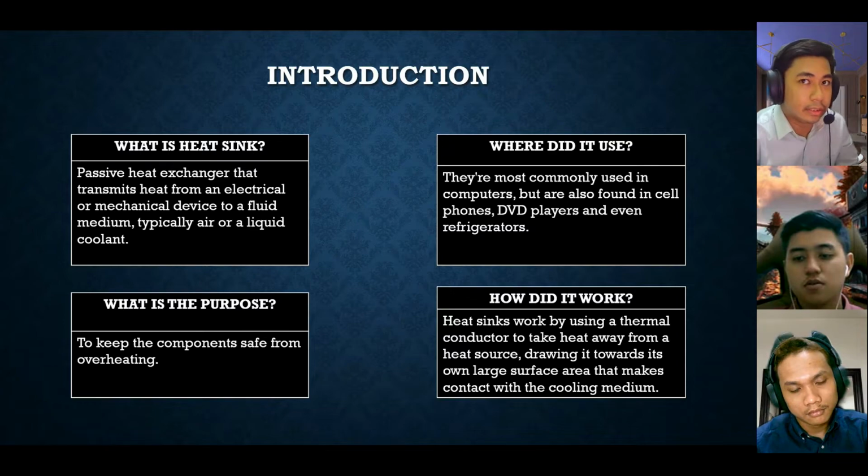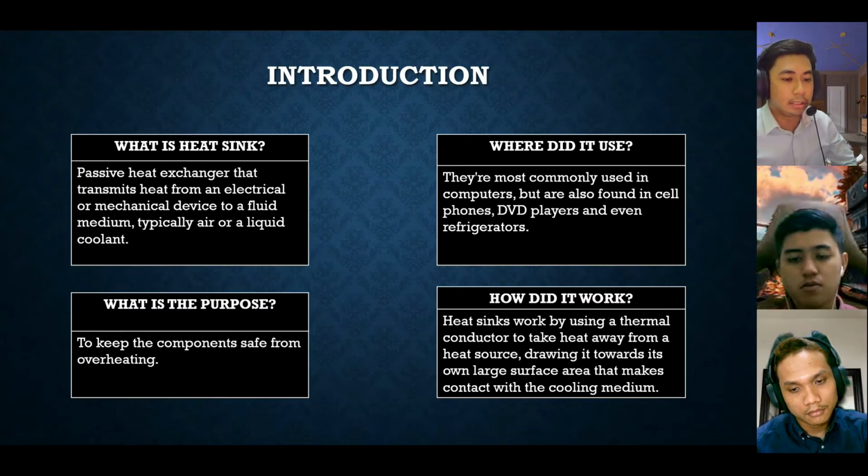So how do heat sinks work? Heat sinks work by using a thermal conductor to take heat away from a heat source, drawing it toward its own large surface area that makes contact with the cooling medium such as air or another fluid. The need for a large surface area is why the heat sink typically consists of a base connected to a number of very narrow fins or pins. This form is the best way of fitting as much surface area as possible into a given volume.